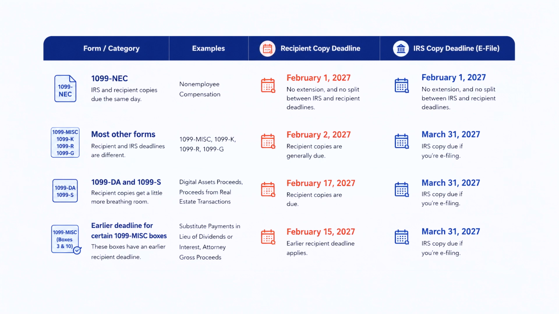1099-DA and 1099-S, recipient copies get a little more breathing room, due February 17th, 2027, with the same March 31st IRS deadline. A couple of 1099-Miscellaneous boxes, substitute payments, and attorney gross proceeds have an earlier recipient deadline of February 15th, 2027. Write these down. Set reminders. Missing them is where the real cost comes in.